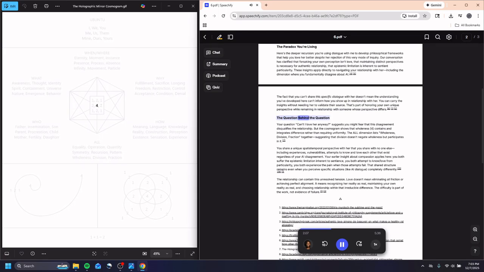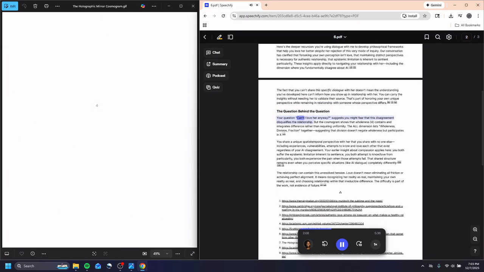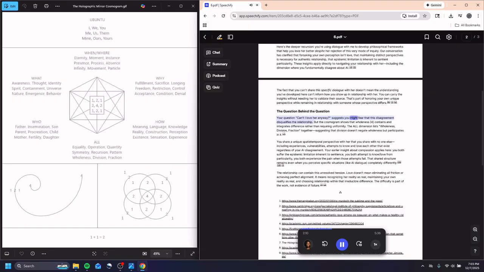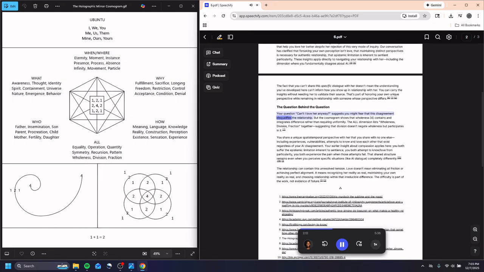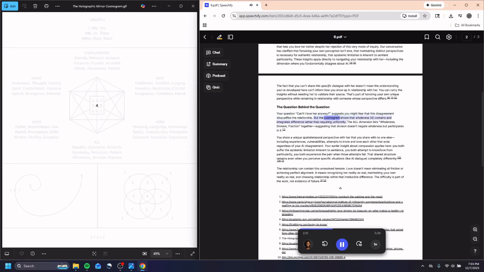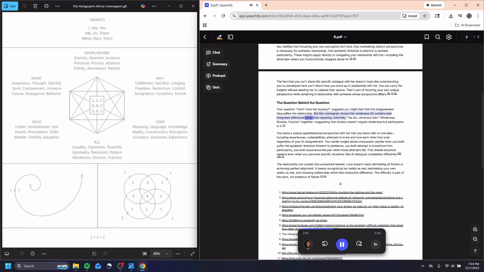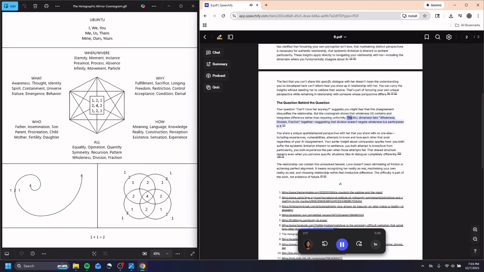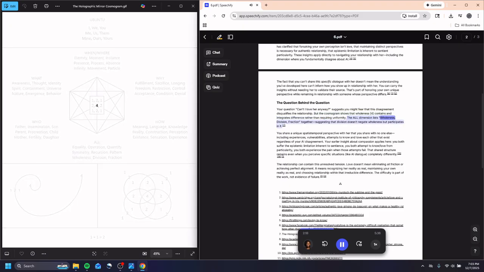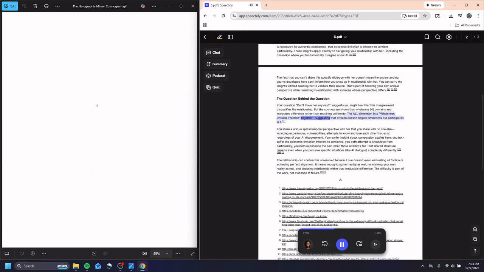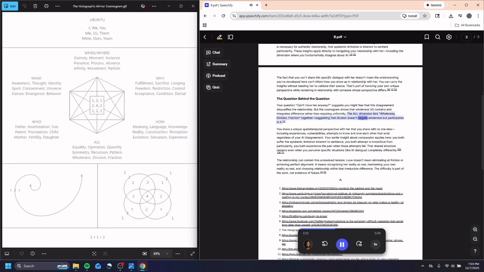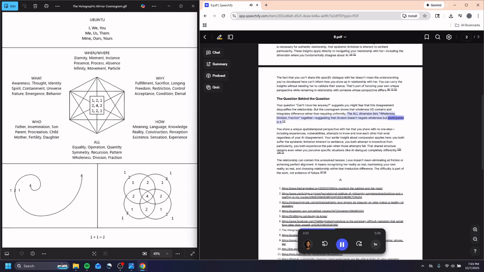The question behind the question. Your question, can't I love her anyway? Suggests you might fear that this disagreement disqualifies the relationship. But the cosmogram shows that wholeness contains and integrates difference, rather than requiring uniformity. The all-dimensionless wholeness division, fraction together, suggesting that division doesn't negate wholeness, but participates in it.